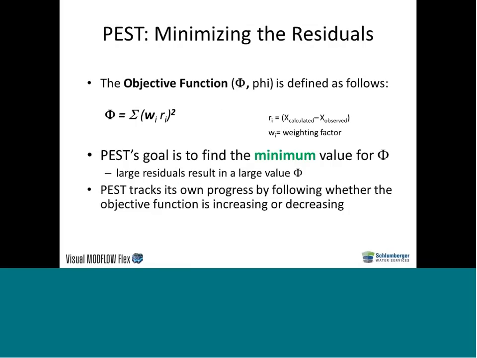So PEST's goal is to minimize the errors in your model, so minimizing these residuals. This is done through the use of a term called the objective function, which has the symbol phi. It's defined as shown on the screen: the sum of the weighting factor times each residual squared, where Wi is a weighting factor which can be applied to each residual. So PEST's goal is to find the minimum value for this objective function. Obviously, a large residual will result in a large value for the objective function. And PEST is intelligent enough to track its own progress by following whether this objective function is increasing or decreasing through the course of the PEST run.